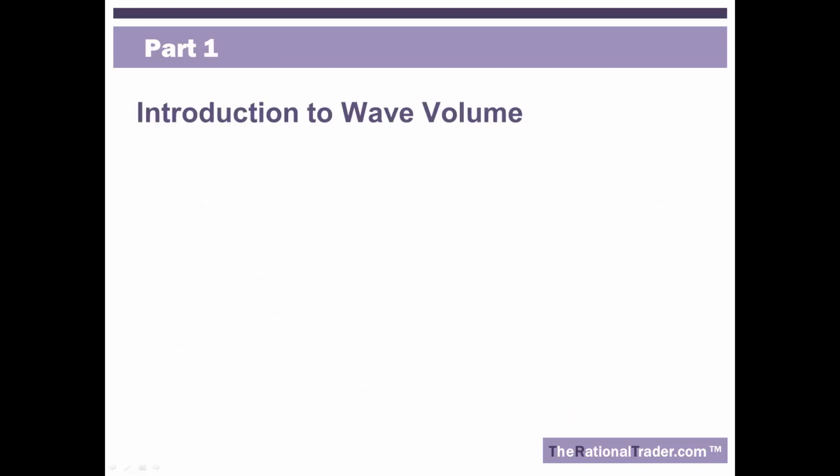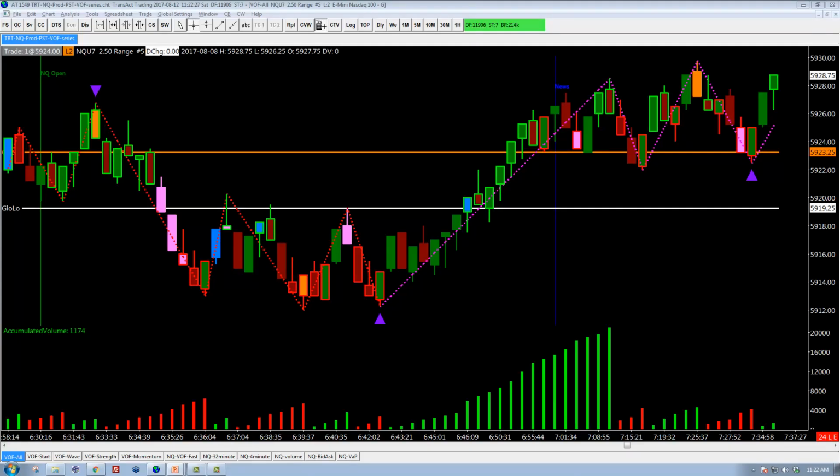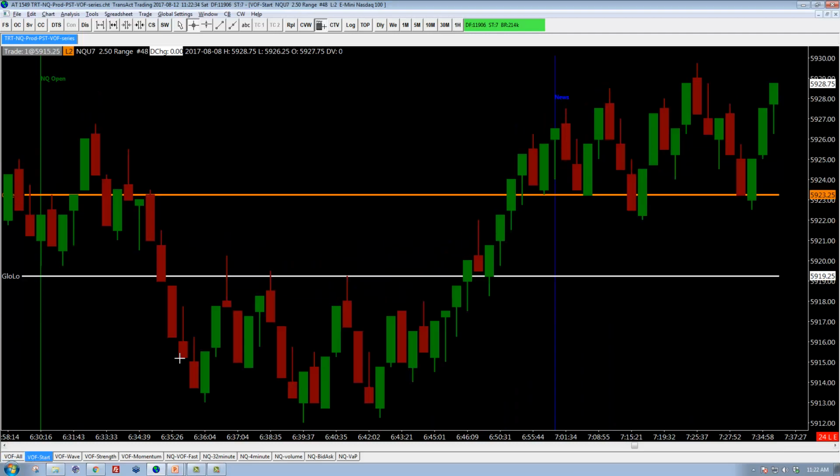This is part 1 of our video series on trading the markets using visual order flow, Introduction to Wave Volume. This is the chart that we're going to end up with. We're going to build the components of this chart up piece by piece. We're going to start with the wave volume.